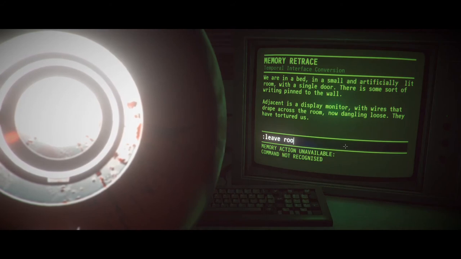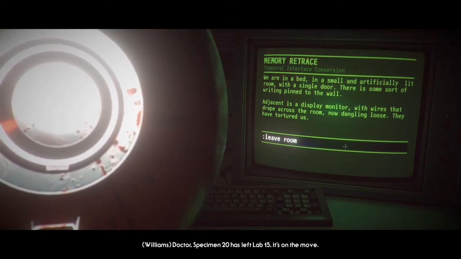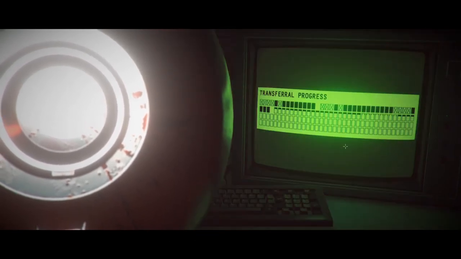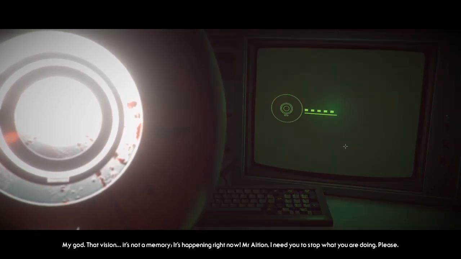Nope. Leave room. Spectrum is 20. Left mouth 15. It's on the roof. My God. That vision. It's not a memory, it's happening right now.